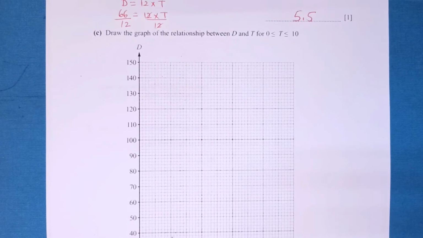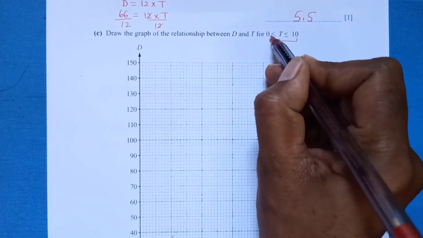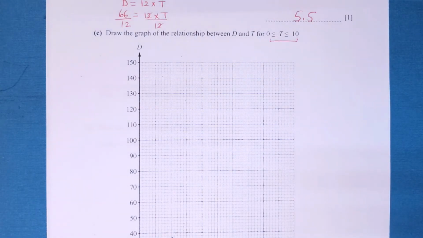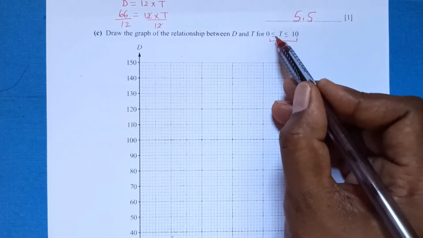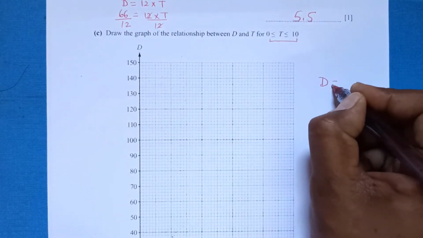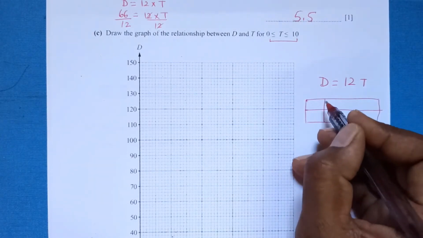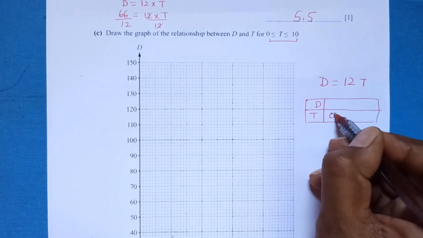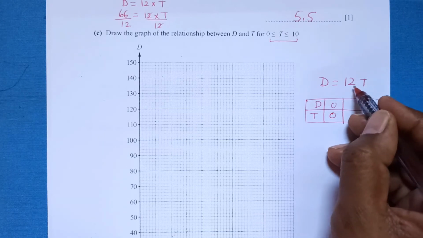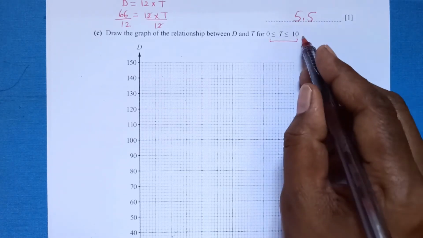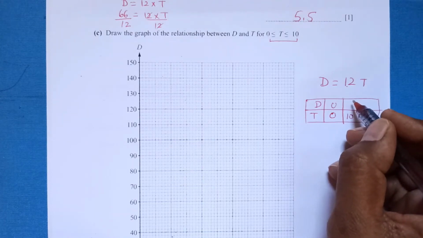Part C. Draw the graph of the relationship between D and T for 0 less than or equal to T less than or equal to 10. That means that the value of T is between 0 and 10, and 0 and 10 are also included because there is an equal sign. So as you know, the formula we have just derived is D equals 12T. So we can just write a small table of values here, T and D. If T is 0, then D will also be 0. Then let's say T is 10. We can take the extreme value. If T is 10, then D will be 12 times 10. So it will be 120.